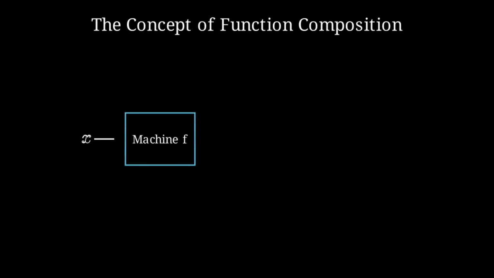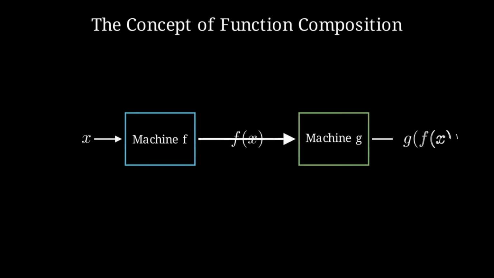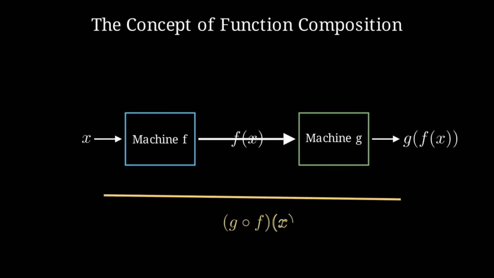Welcome to the world of composite functions. Imagine a sequence where the output of one mathematical process becomes the raw material for the next. This chain reaction is what we call function composition, denoted as g of f of x.